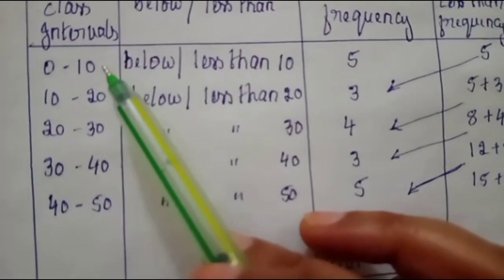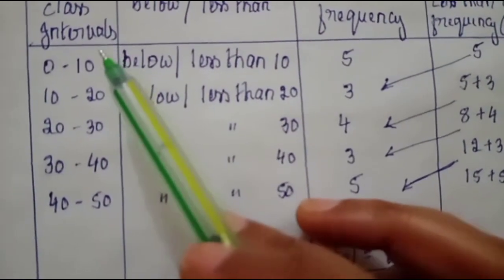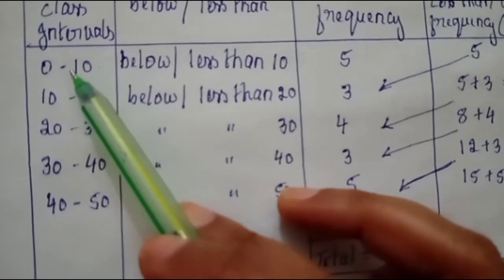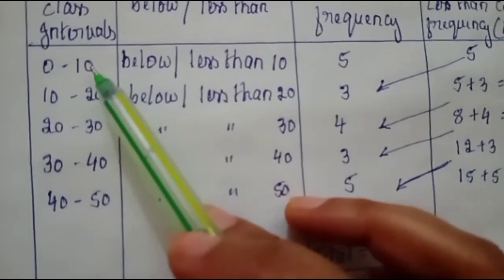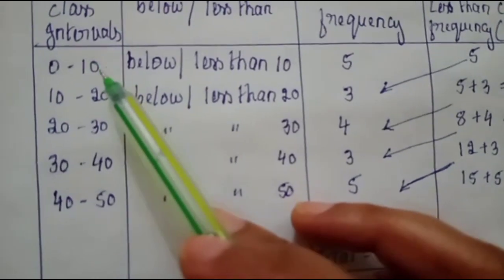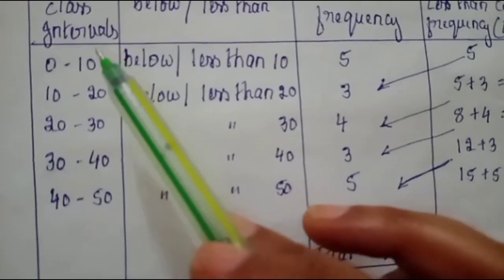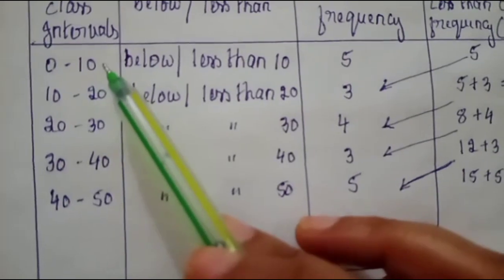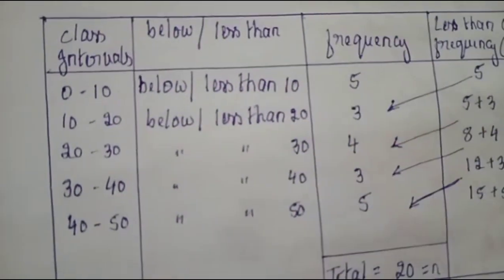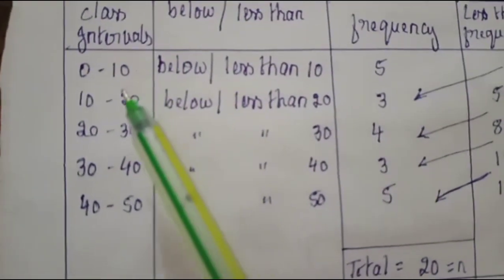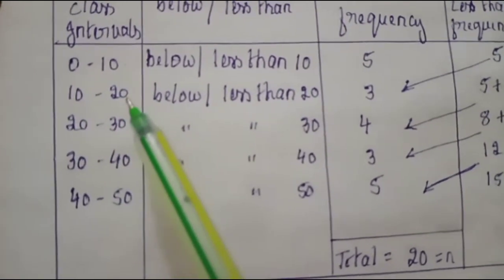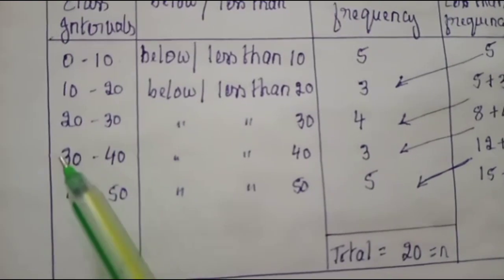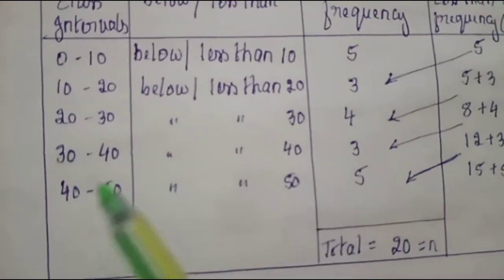So, as you already know, in exclusive type, the upper limit is not included in that class interval. So, instead of saying less than or equal to 10, we are pronouncing it as less than 10. If I say less than or equal to 10, 10 also I should include. So, be careful, I have to write here less than 10. Here I am not counting 20, so less than 20, less than 30, less than 40, less than 50.